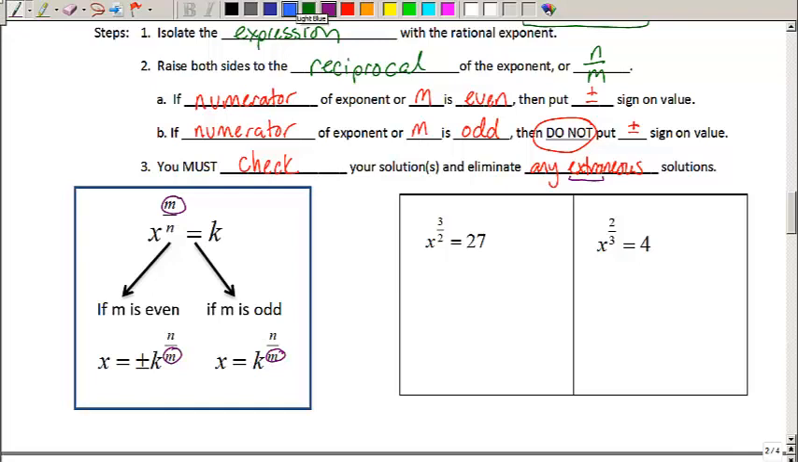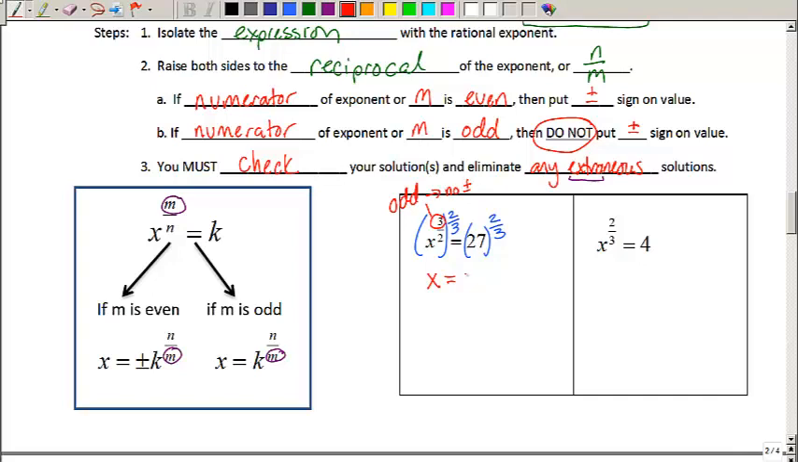Here's two very simple examples before we get to the more interesting examples down below. I have x to the 3/2 equals 27, so I would like to raise both sides to the 2/3. The reason I'd raise it to the 2/3 is because 3/2 times 2/3 gives x to the 1, although we don't usually write x to the 1, so I'm just going to erase that. Equals, do I have a plus or minus or not? Well, looking at the original equation's numerator, is that even or is that odd? Well, it's odd, so I have no plus or minus here.